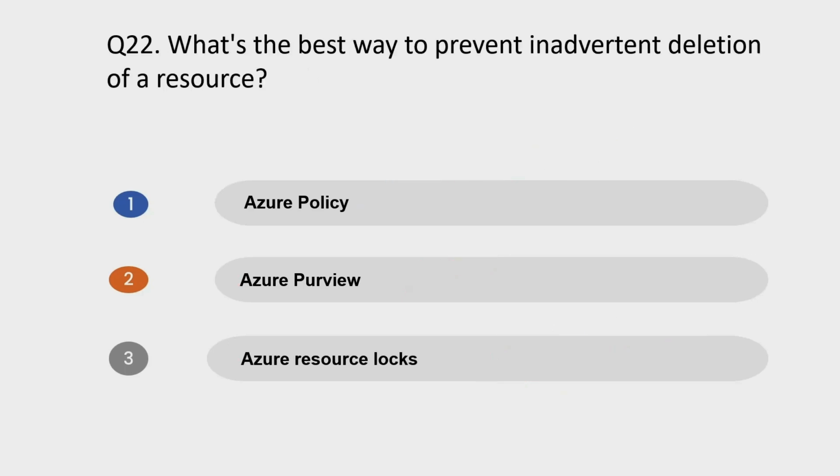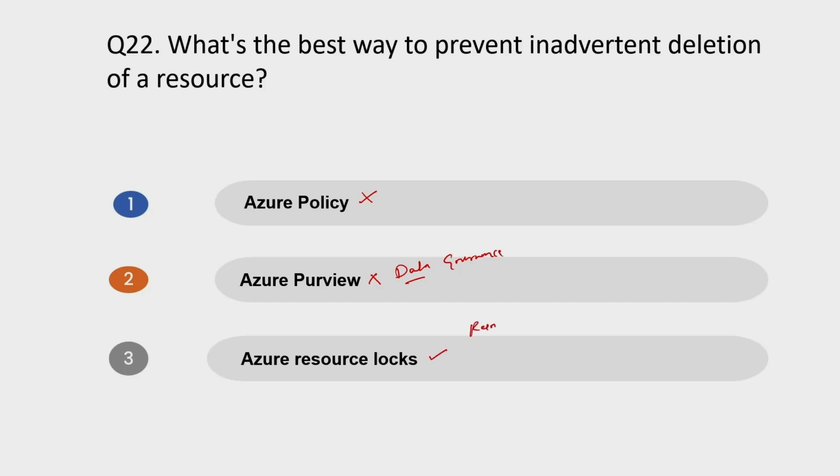Let us see question number 22. Question number 22. What's the best way to prevent inadvertent deletion of a resource? The answers are Azure Policy, Azure Purview, and Azure Logs. Let us see what is the right answer. I will eliminate the wrong answers first. Azure Policy, we know that this is used for controlling the resources. This is also wrong answer. Azure Purview, this is also wrong answer because this is a data governance service. Azure Resource Log is the right answer.